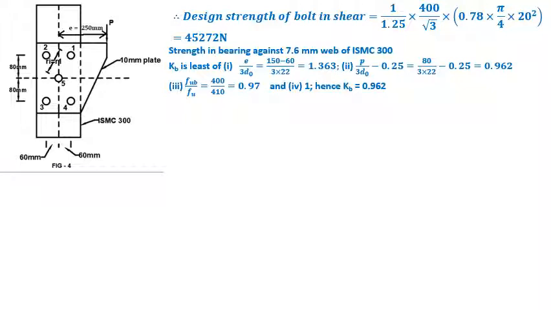That's why design strength of bolt in shear is Fu upon root 3 gamma mb into 0.78 into pi by 4 into 20 square, which comes out to be 45272 Newton. Now again we calculate strength in bearing against 7.6 mm web of ISMC 300.